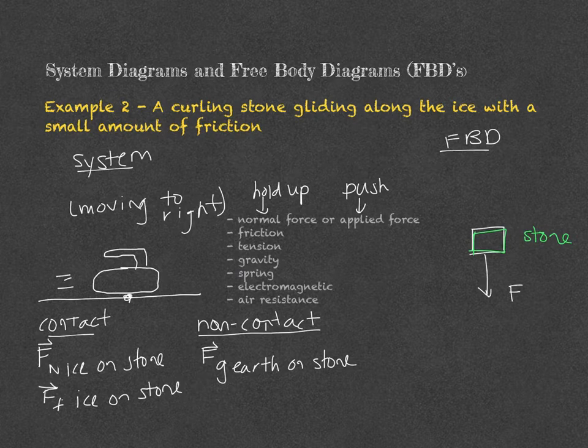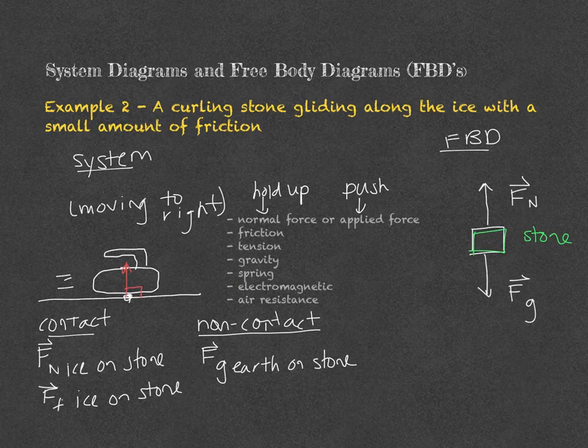So I draw it on and label it. The normal force is holding up the stone. It's always going to be perpendicular to the surface. So since the surface is flat, the normal force will be perpendicular, or at 90 degrees, to the surface. So the normal force will be up.